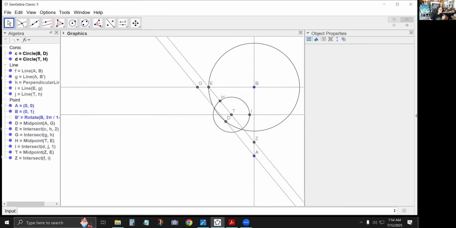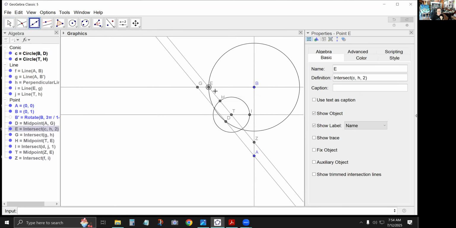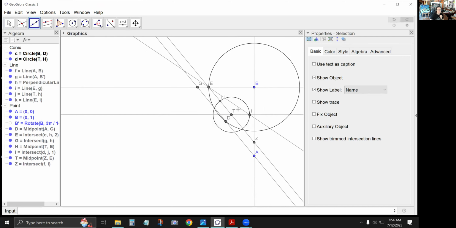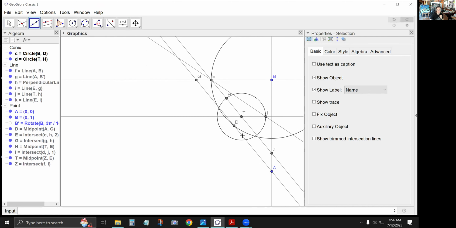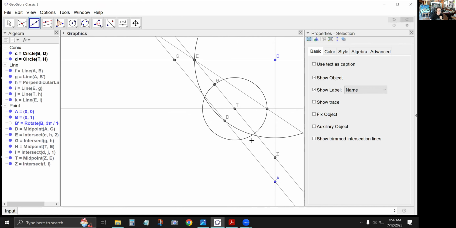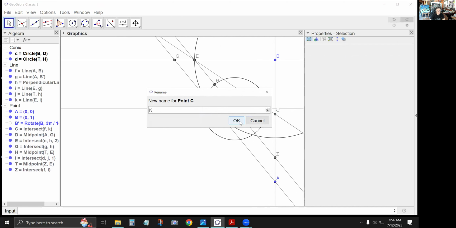Okay, so then it says extend line EI until it intersects AB at point K. So let's draw in EI. Zoom in a little bit here. And we want to call this point K.